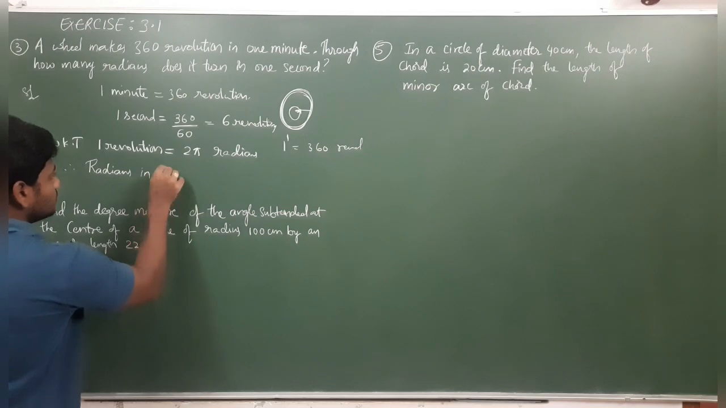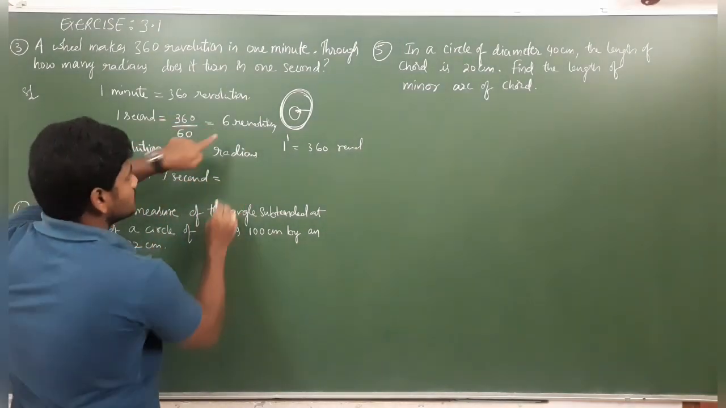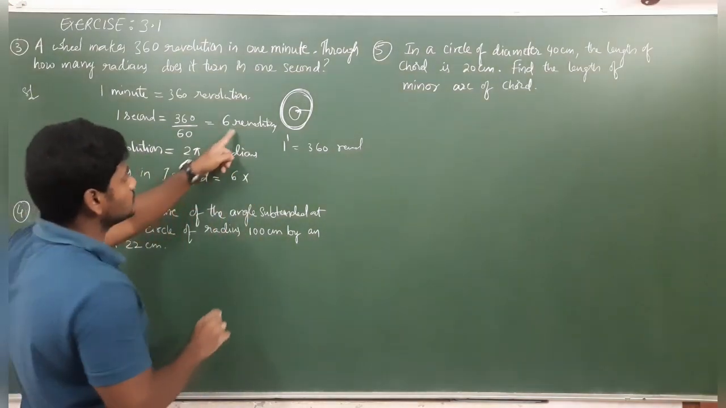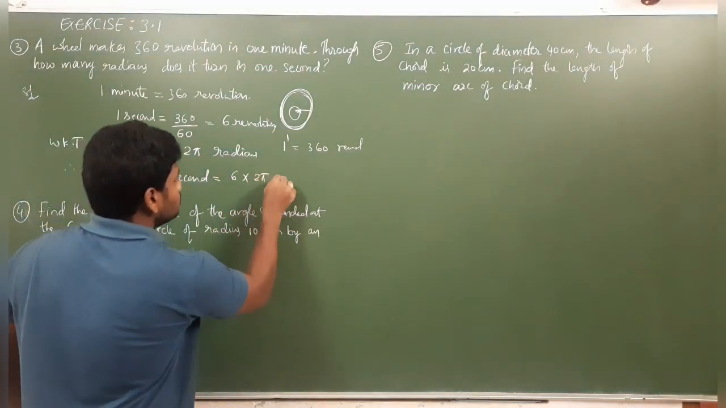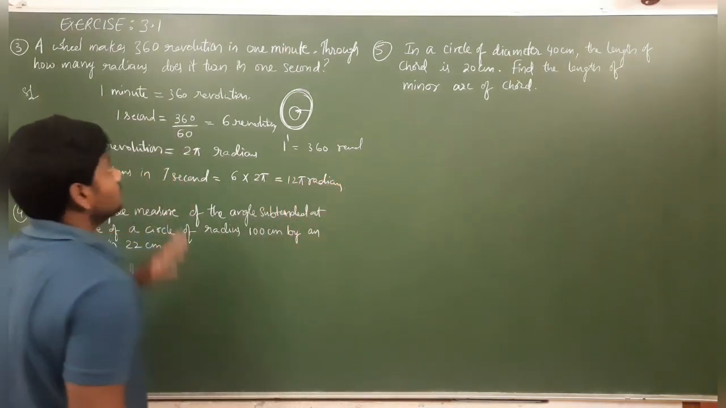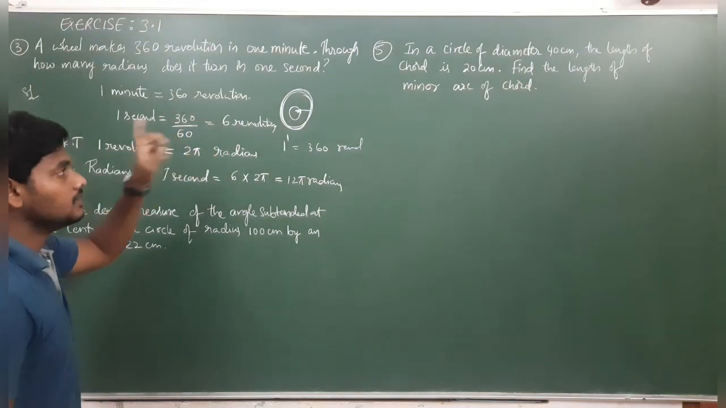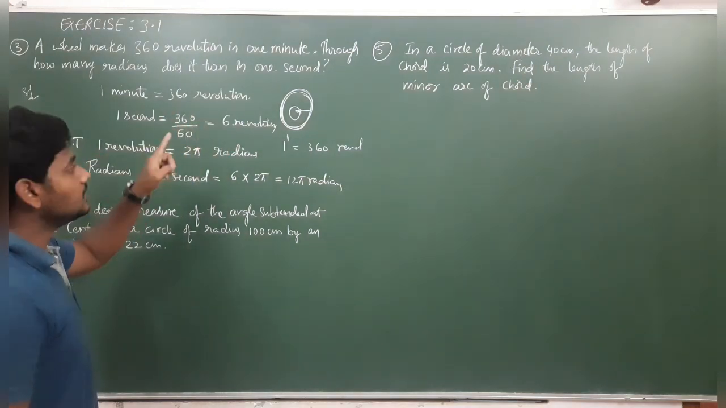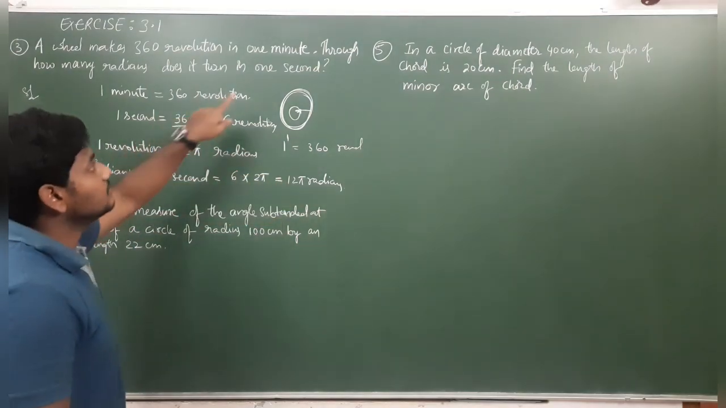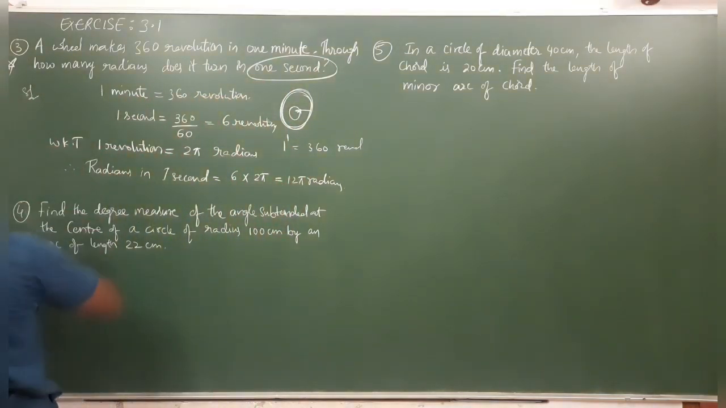Radians in 1 second is equal to 6 revolutions now. 6 revolutions means, for 1 revolution 2 pi radians, so 6 revolutions means 6 into 2 pi, which is equal to 12 pi radians. 1 minute means 360 revolutions, 1 second means 6 revolutions, 1 revolution means 2 pi radians. Like that 6 revolutions means 12 pi radians. For how many seconds? For 1 second. Very important question for 2 marks.